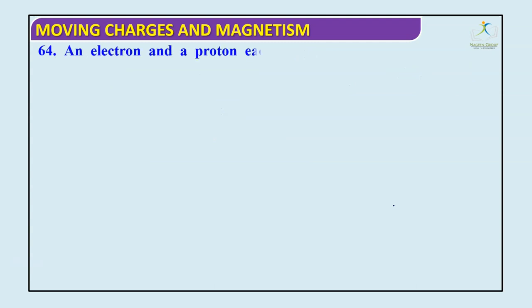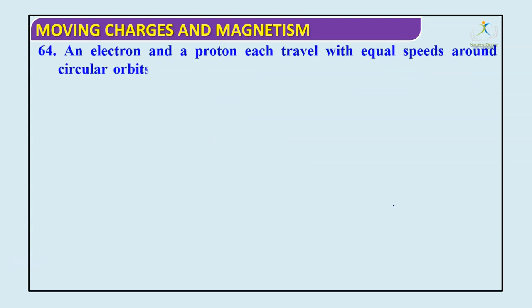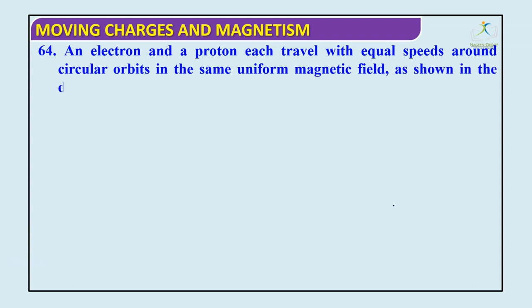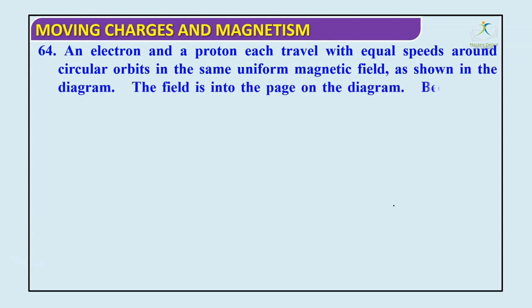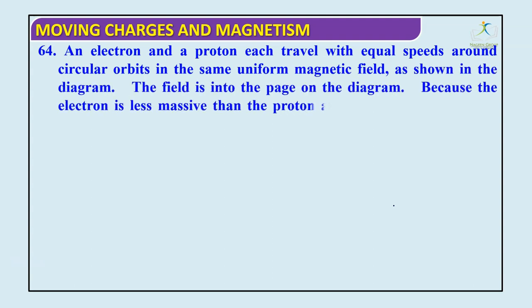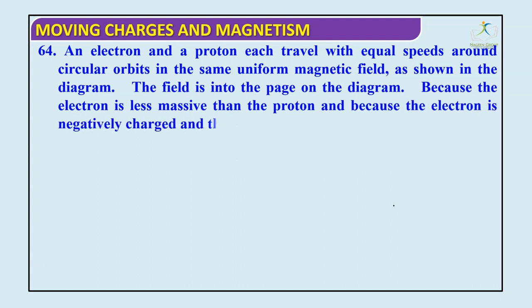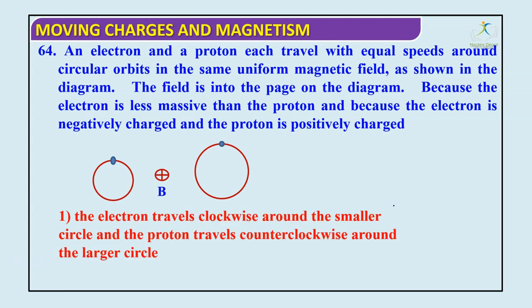Moving ahead, we have the next question. An electron and a proton each travel with equal speeds around a circular orbit in the same uniform magnetic field as shown in the diagram. The field is into the page on the diagram. Because the electron is less massive than the proton, and because the electron is negatively charged and the proton is positively charged. So this is the diagram and we have these options.